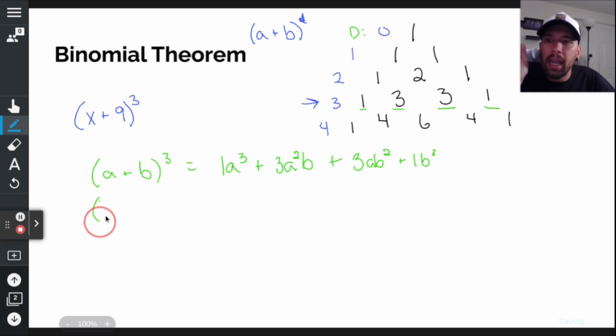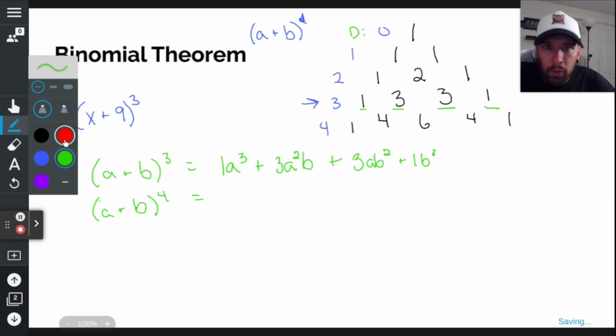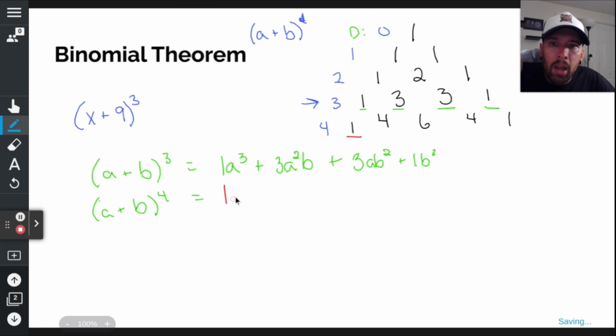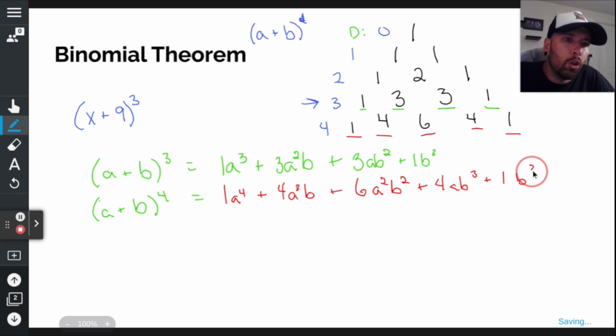So if this was something like a plus b to the fourth, it would follow the same rules. Let's get some different colors. You would have 1a to the fourth plus 4a to the third b plus 6a squared b squared plus 4ab cubed plus 1b to the fourth.